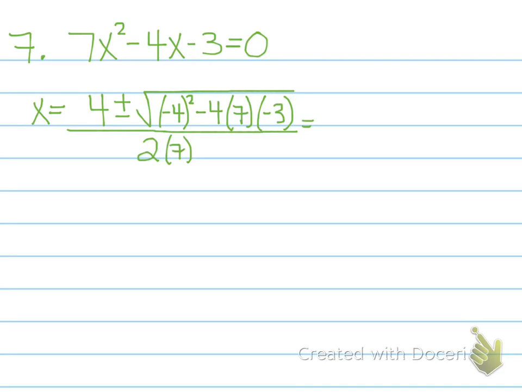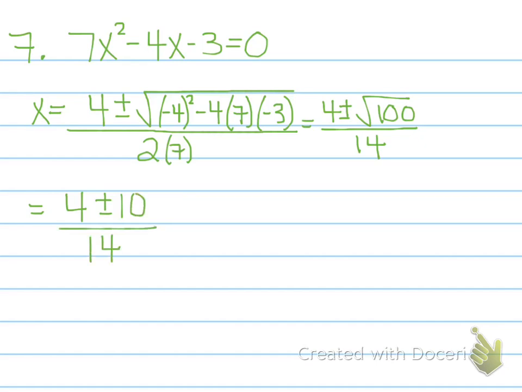So when I simplify underneath the radical, I get the square root of 100 over 14. So the square root of 100 is 10, so I have 4 plus or minus 10 over 14. So essentially this is two separate problems because we have plus or minus, and you don't need to write this next step for me if you can actually do the numerator first and then the denominator first. So don't try to simplify here.